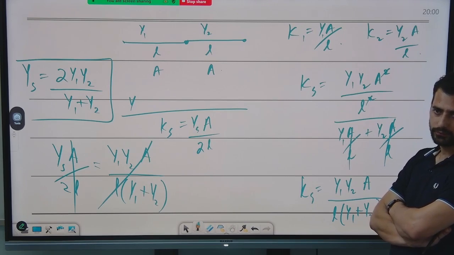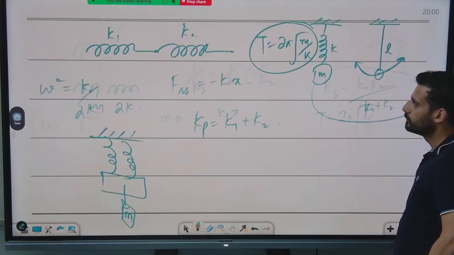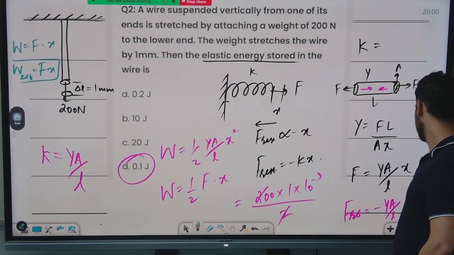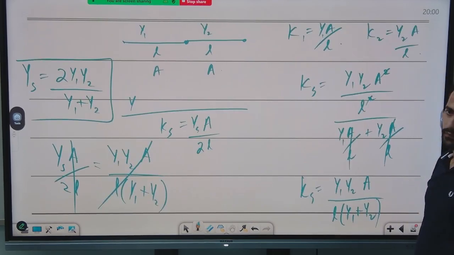Is it clear? Any doubt? Now I will have a question for you. What if two rods are connected in parallel?